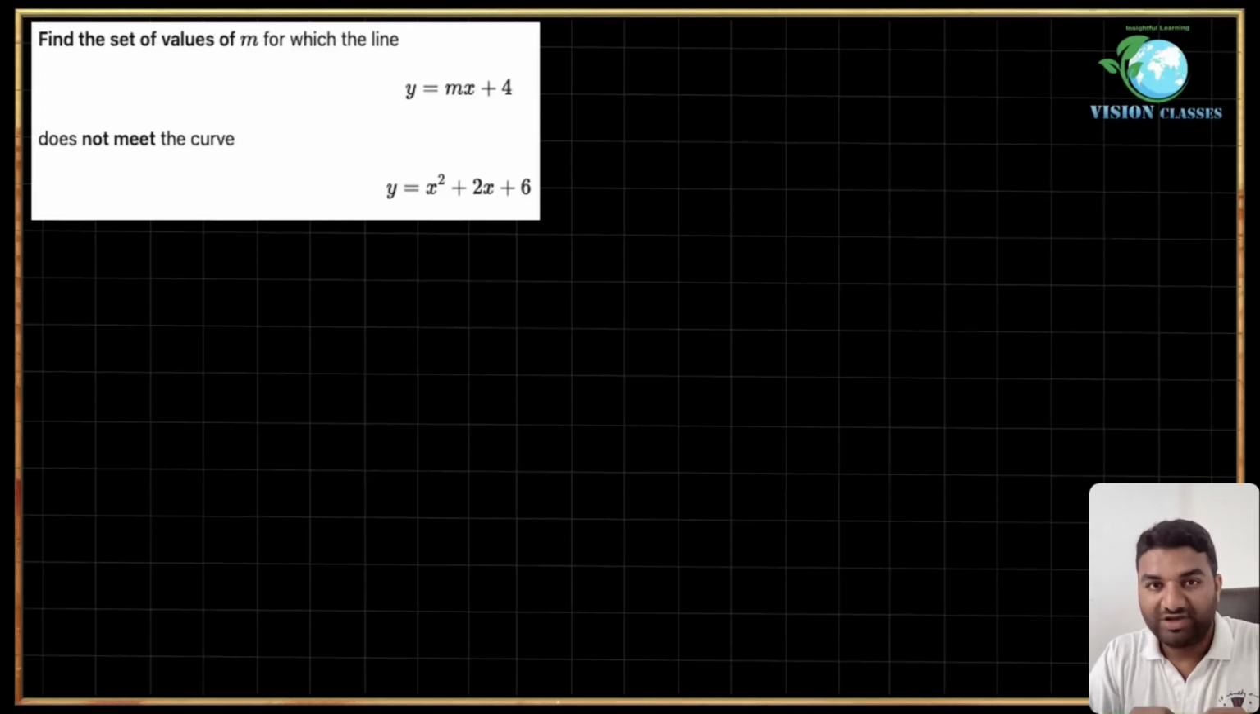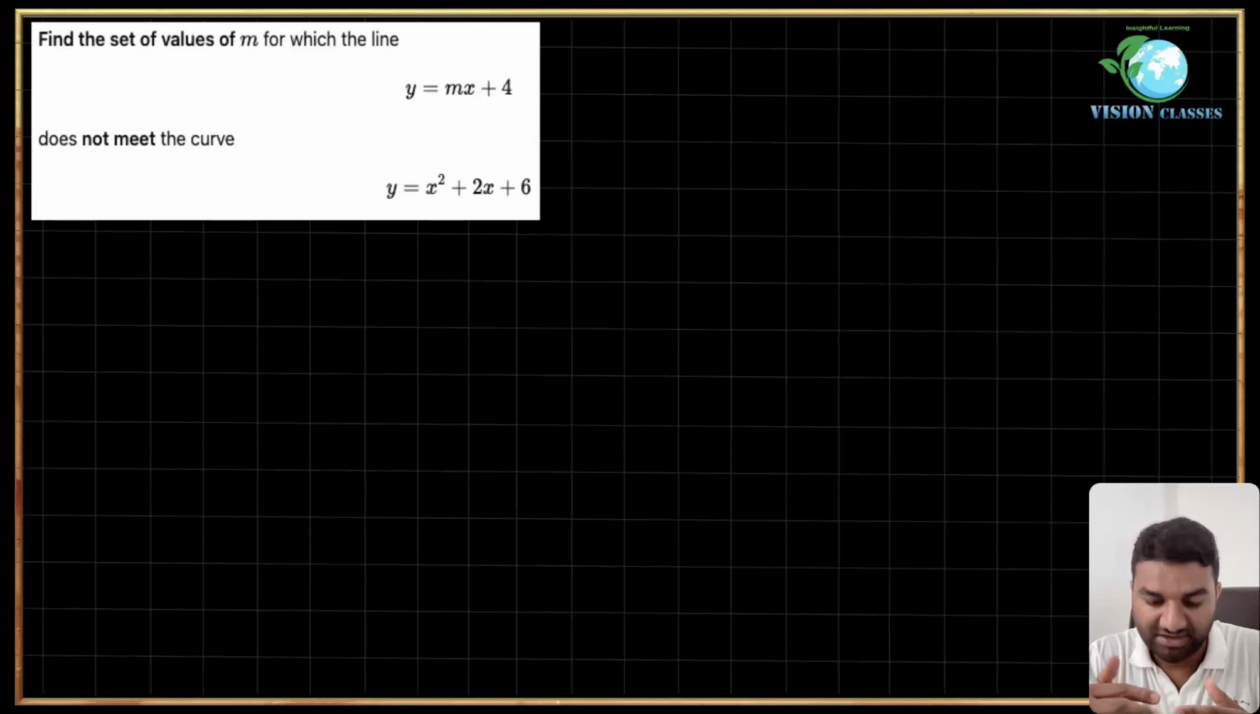So today we have to discuss one of the interesting questions from the quadratic discriminant cases. If the discriminant is greater than 0, we have two roots. If the discriminant is equal to 0, we have two same or equal roots. And if it is less than 0, then there is no root at all, or the line does not intersect the curve.